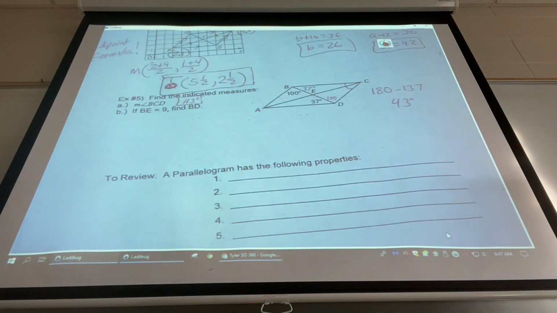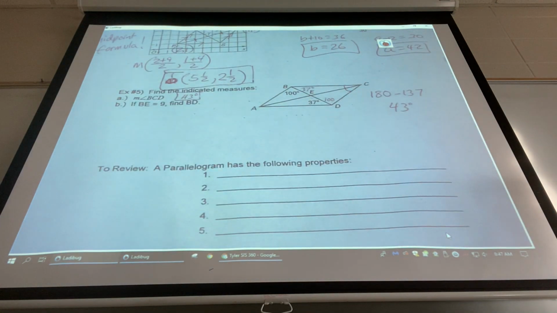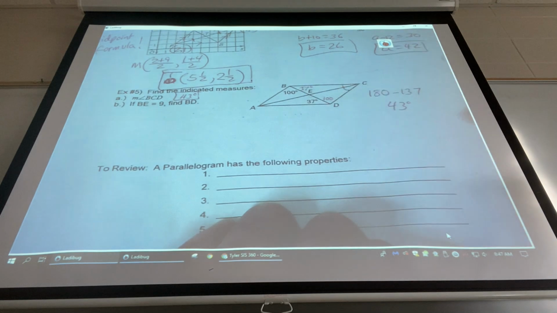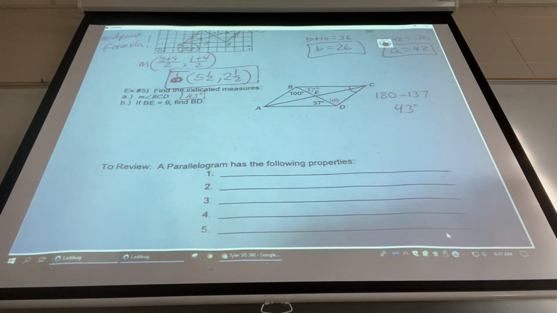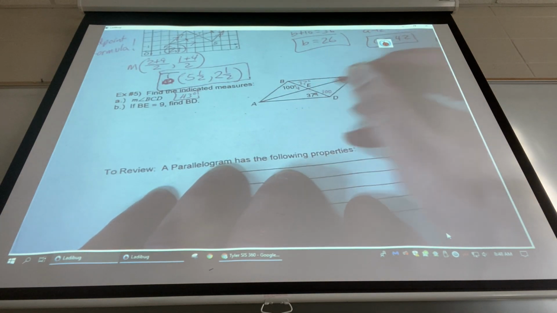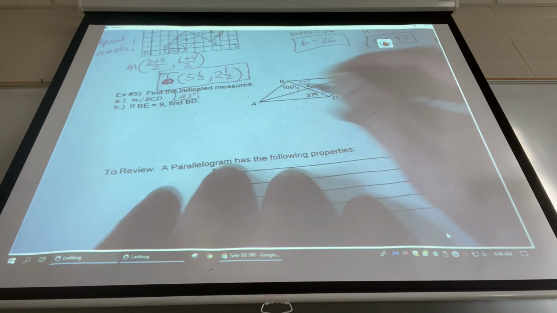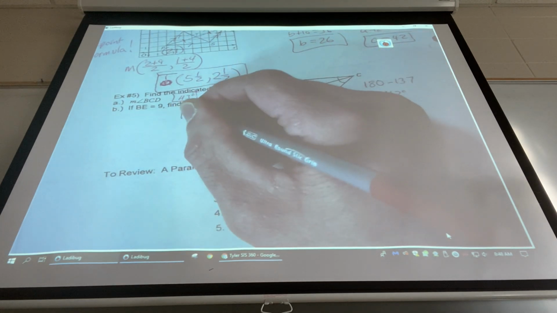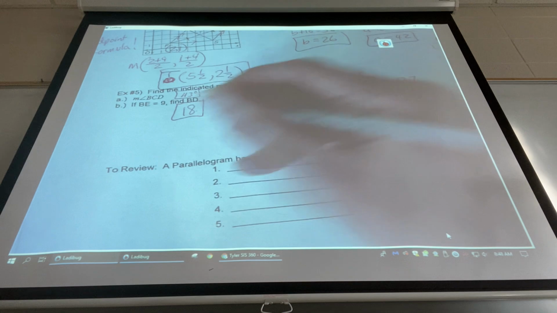Okay, so let's try this next one. If BE equals 9, find BD. BD's 9 as well? ED is not. Wait a second. Yeah, BE is half of it, isn't it? So the other half's 9. So BD would be what? 18. Little sneaky, wasn't it there, Jackson?